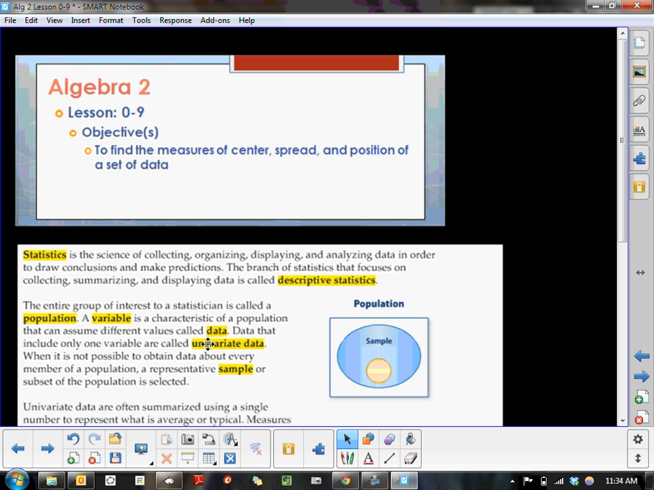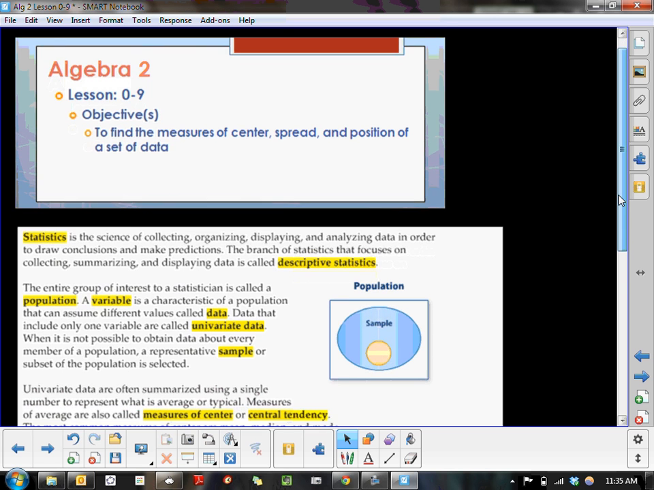Data that include only one variable are called univariate data. Uni meaning one, like a unicycle. And we're only going to look at one variable throughout that set of data. When it's not possible to obtain data about every member of the population, a representative sample, or a subset of the population, is selected. There are many times when we can't get the entire population and ask them the question, or weigh them, or measure them, or ask them a different question. So we take a sample of them, and from that small sample try to generalize to the larger population.